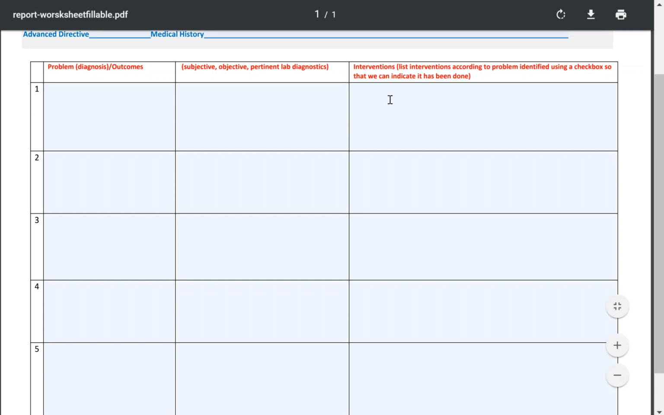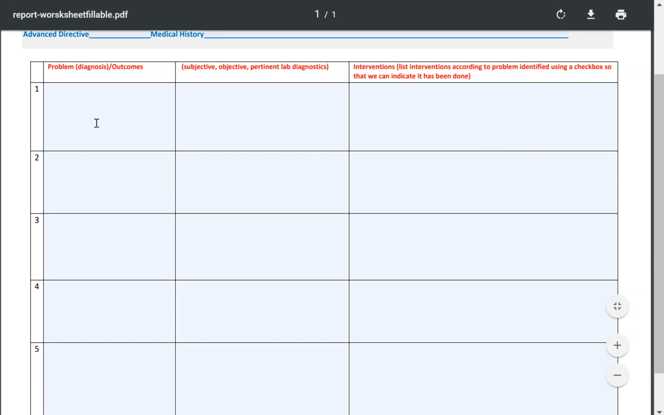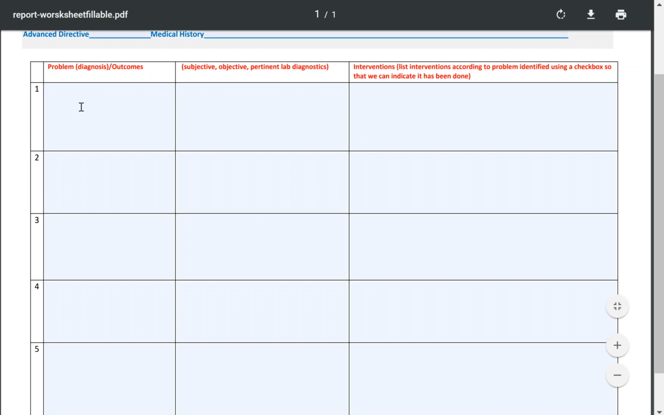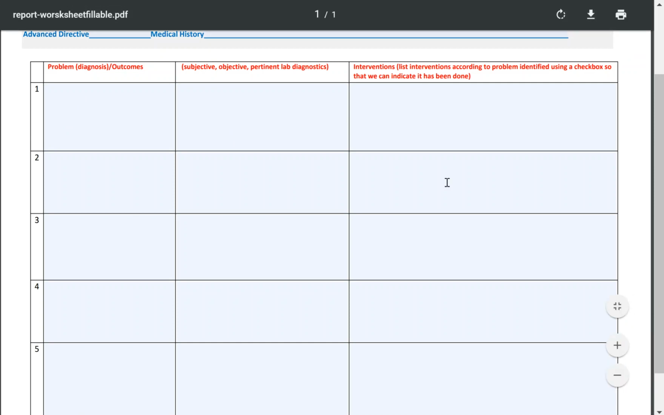In interventions, we put the things that we want to make sure are present when we go into the room. So for instance, we know a person who has ineffective tissue perfusion should have frequent vital signs, should have a 12-lead EKG with chest pain, should be on a cardiac monitor. So we would write those things in, and we would use check boxes for lab diagnostics that we know would be helpful to follow for that particular problem. We look at the client's current situation, what we get in report, to identify the top priorities. And that's how we approach our report worksheet.